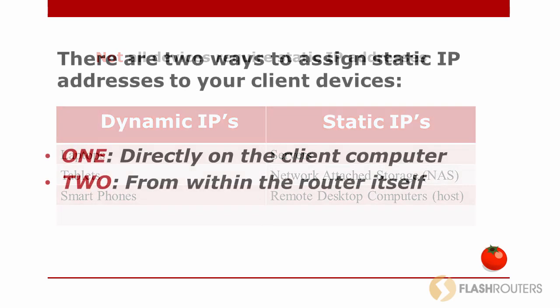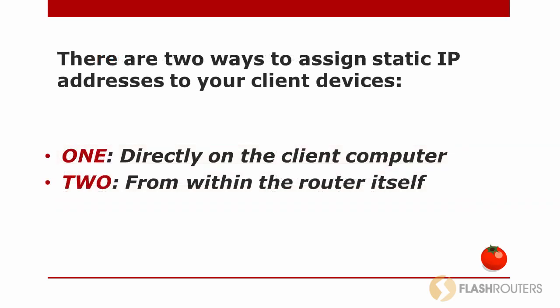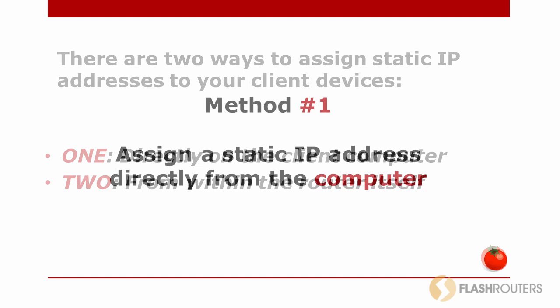As I mentioned in the previous video, there are two ways to assign static IP addresses. One, directly on the computer, and two, within the router itself. We'll start with the first method and then ping the router to test connectivity.